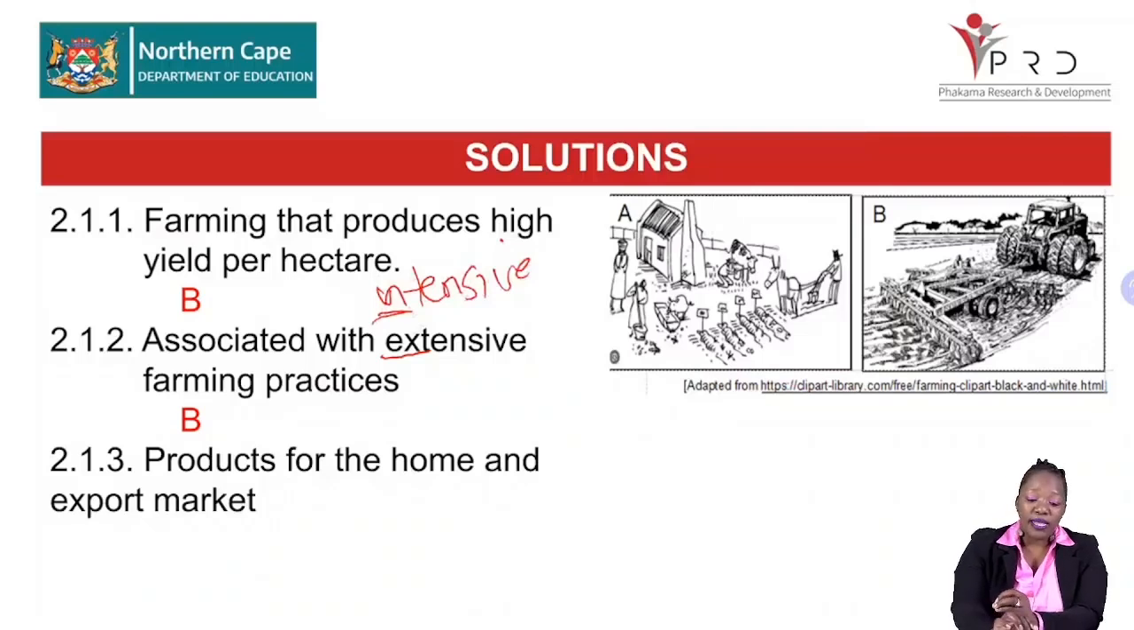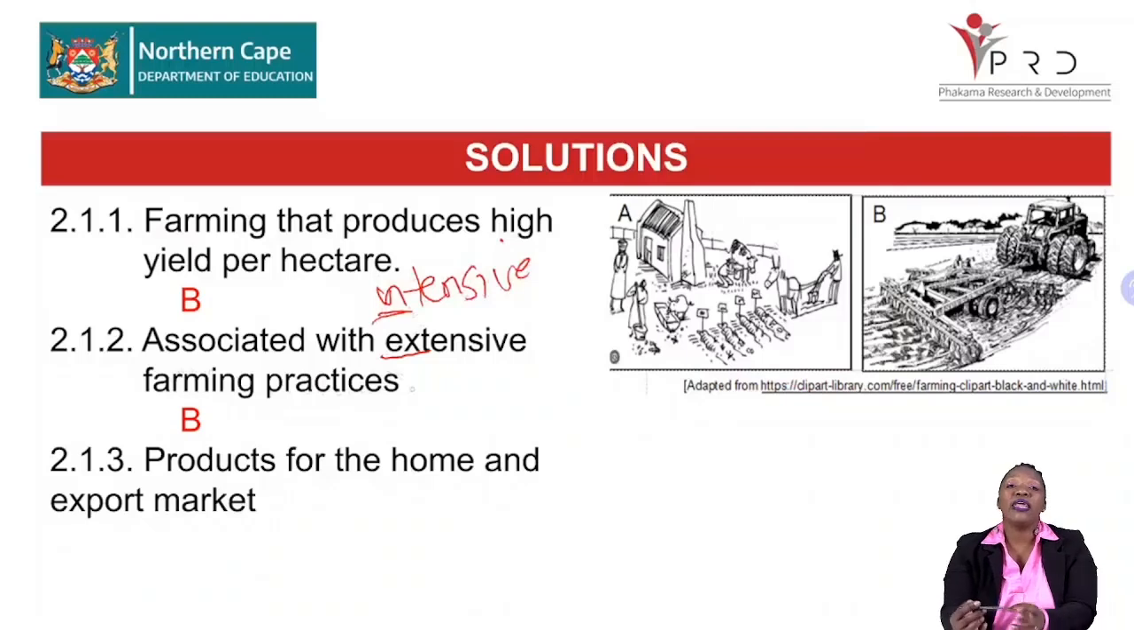hands. Then associated with the extensive. So extensive, there is not much work being done because everything is done using the machine, or they are using advanced technology. So I hope you get the difference between the two. Intensive, there is so much work that has been put in, and then extensive, there is less effort because everything is done using the machine.